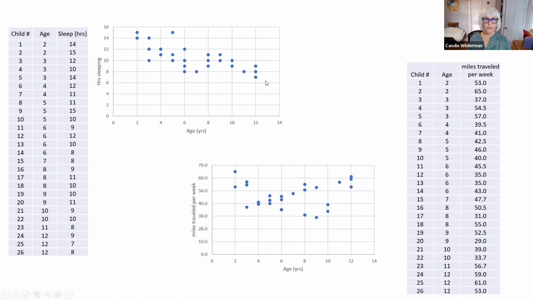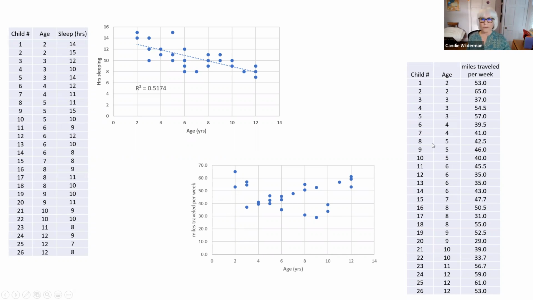Let's see how good a fit that is. There's our best fit line, and here's our R squared value. The R squared value is only 0.51, which is okay. But what that's saying is that variability in age can only describe 51% of the hours that kids are sleeping. The other 49% is due to other things.